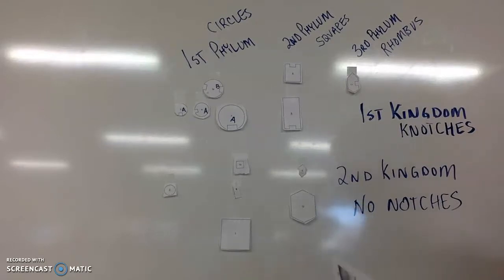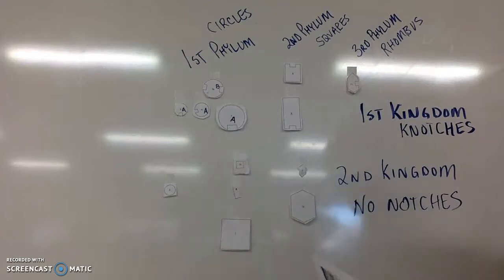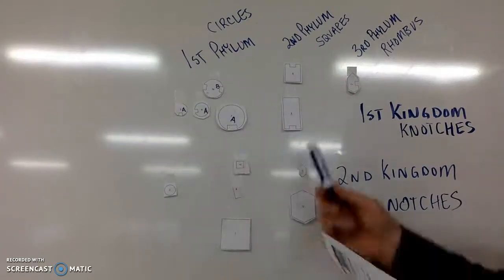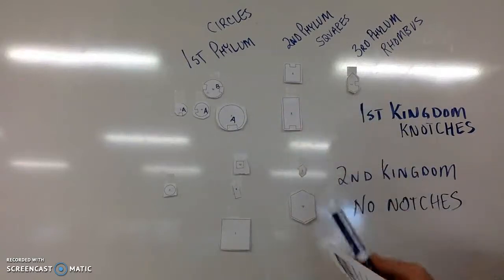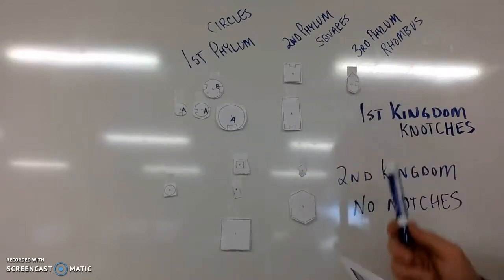Number 3, what characteristics do shapes 3, 4, 7, and 10 have that make them different from 6, 9, and 11? So 3, 4, 7, and 10 are circles that make them different from 6, 9, and 11. Okay, how are 6 and 9 different from 11? These are 4-sided, these are 6-sided.